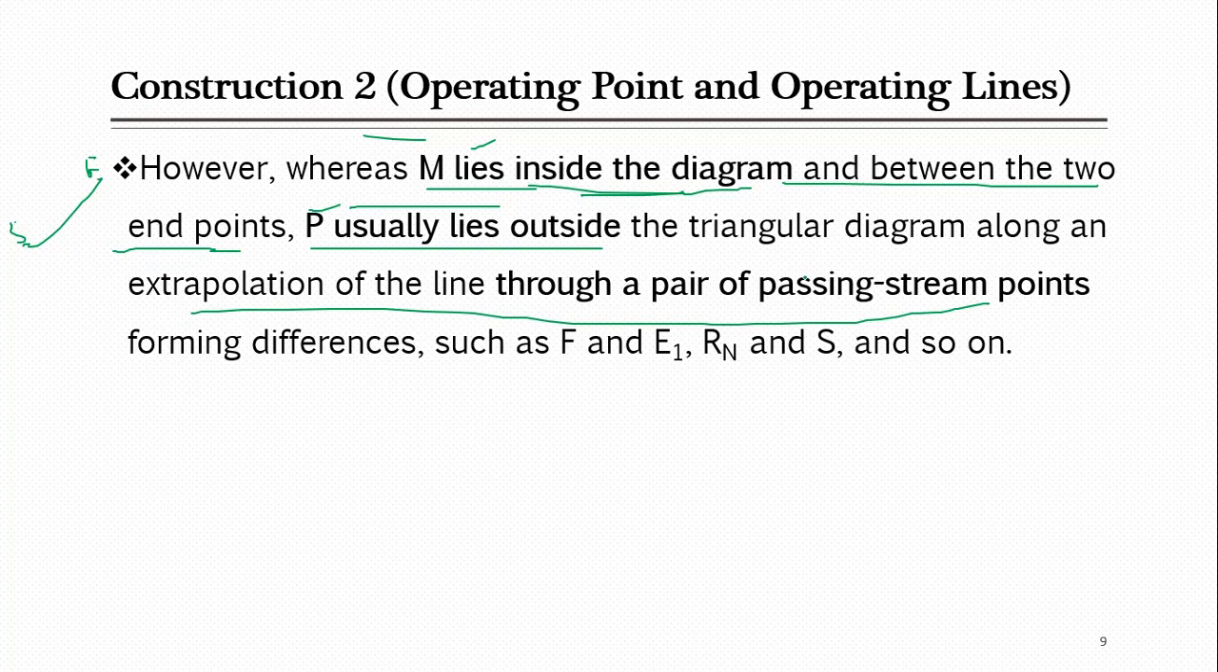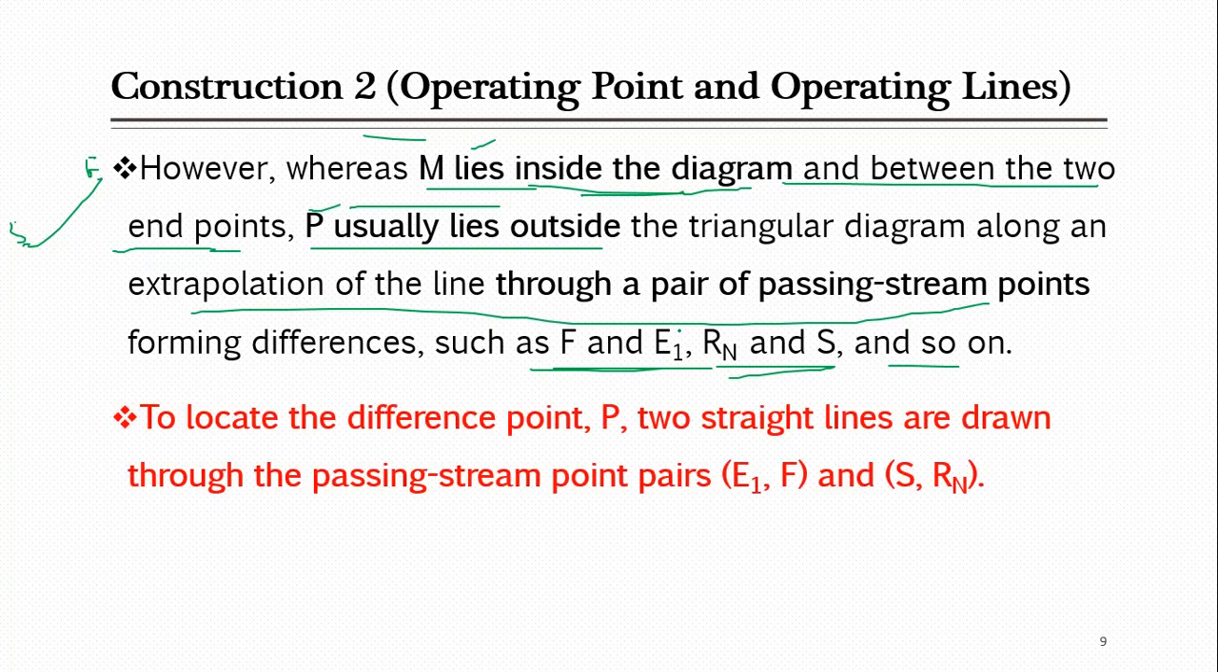And what are those passing stream points? Passing stream points mean points like F and E1, which is one pair of passing streams, like Rn and S as you have seen, that is another, and many others you have seen like R2 E1, R1 and E2, as well as R2 and E3 and many others. Those are all pairs. They all are equal to P, so P will lie outside the diagram, and the diagram will be connected through P to the other points.